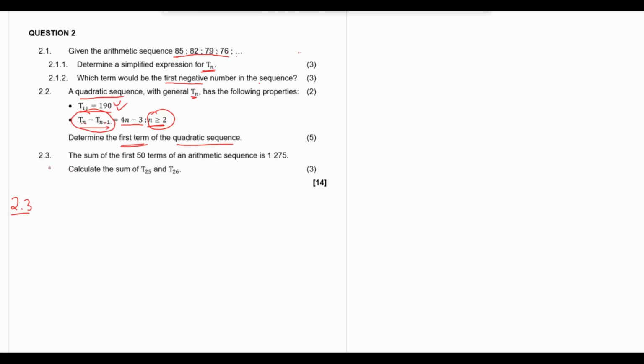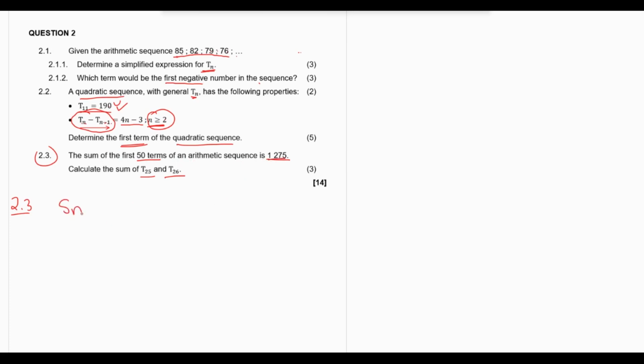Right, 2.3. The sum of the first 50 terms of an arithmetic sequence is 1275. Calculate the sum of T25 and T26. Right, we have to remember that the last questions of each question most of the times is level 4, level 3 there, where we need to recognize and use logic. Okay, so now we're given that the sum of the first 50 terms of an arithmetic sequence is this.